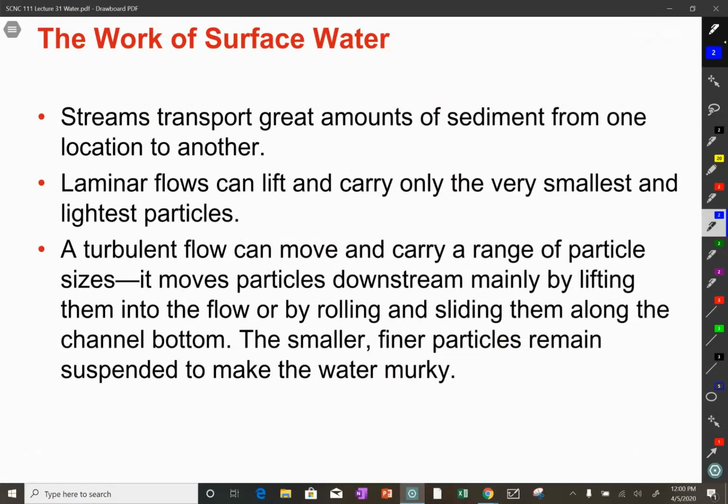Laminar flows can lift and carry only very small particles. So laminar flows usually aren't carrying much. It's usually going to be cleaner water, so it's better for swimming. Turbulent flows can carry and move large particles. And so they're going to carry lots of stuff. You're going to have murky water with lots of particles in it. You take a mouthful of that, and it's going to be all gritty because of the sanding.